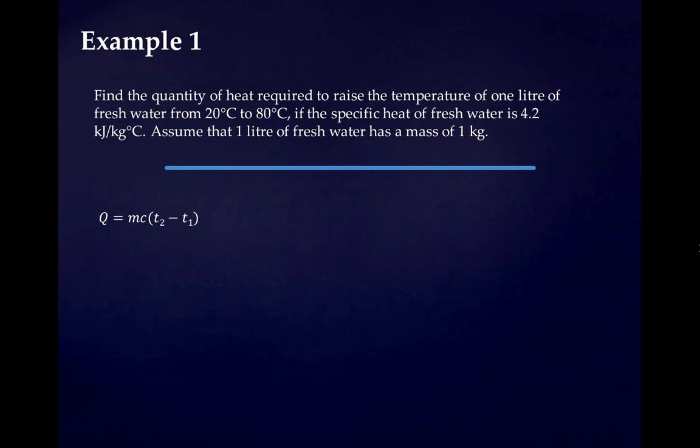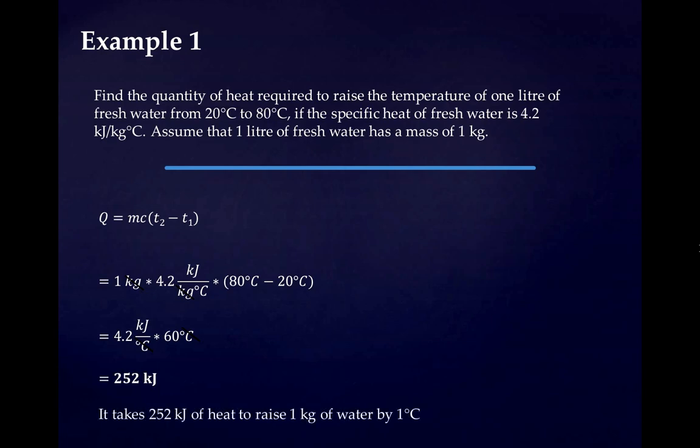Q equals mc times (T2 minus T1) equals 1 kilogram times 4.2 kilojoules per kilogram Celsius times the ending 80 degrees Celsius minus the beginning 20 degrees Celsius. So the kilograms cancel out, and that leaves us with 4.2 kilojoules per degree Celsius times 60 degrees Celsius. The Celsius degrees cancel out, and we're left with 252 kilojoules. It takes 252 kilojoules of heat to raise 1 kilogram of water by 60 degrees Celsius.